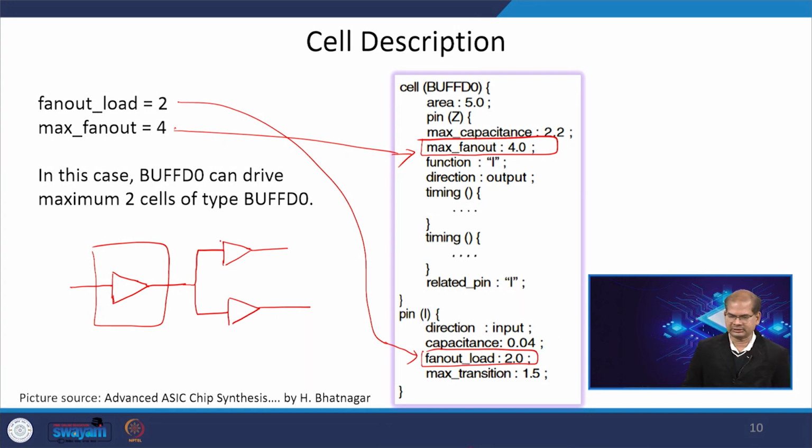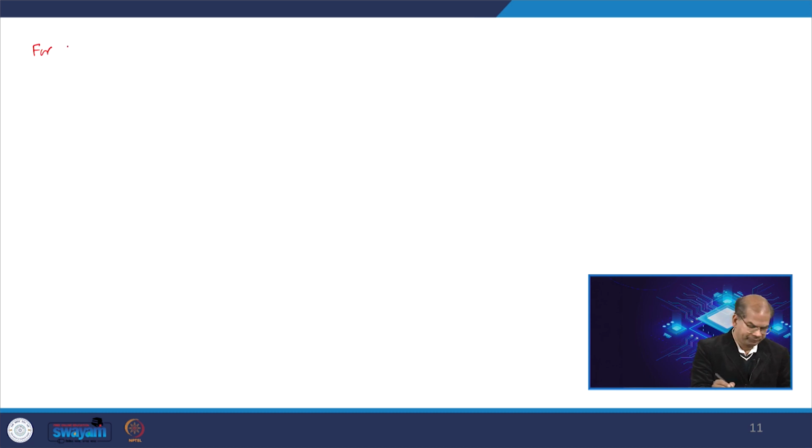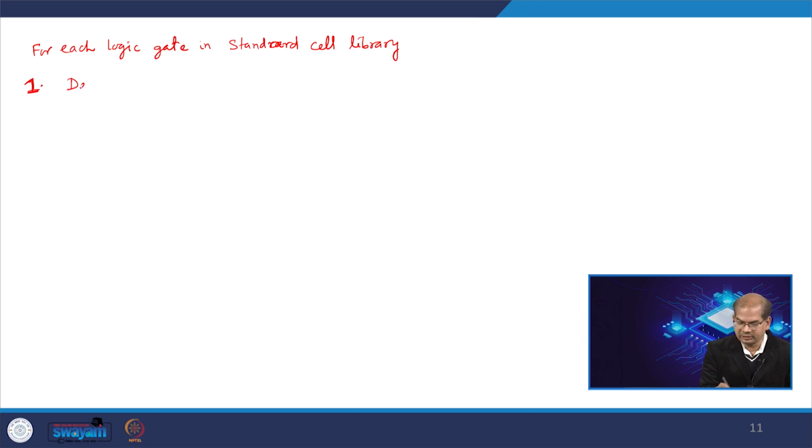Now what I will discuss is, let us say you have combinational cells. How do you characterize them, and what are the parameters for the combinational cells that will be stored inside a .lib? Let us say I will take an example of an inverter. In general I will discuss first, then I will discuss the inverter. For each logic gate in a standard cell library, I have 2 parameters stored there. One is delay, the propagation delay, the delay of the logic gate.